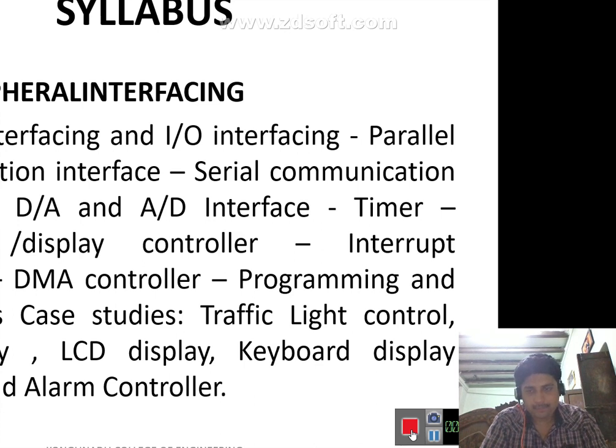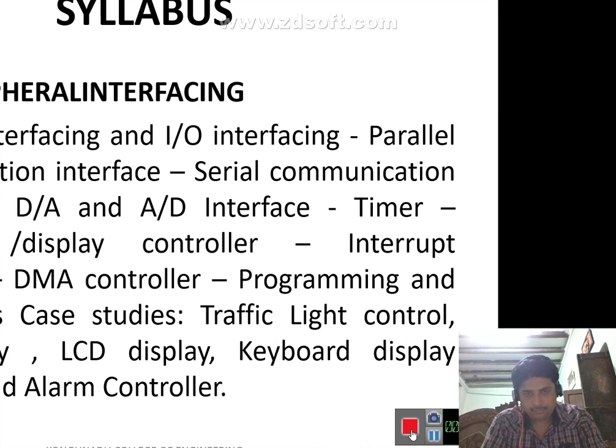And there are two types of interface communication available. One is serial communication, the other one is parallel communication. So these are the various types of interfacing communication in Unit 3. And we also have the A bar D and D bar A interface, that is digital to analog interface and analog to digital interface.